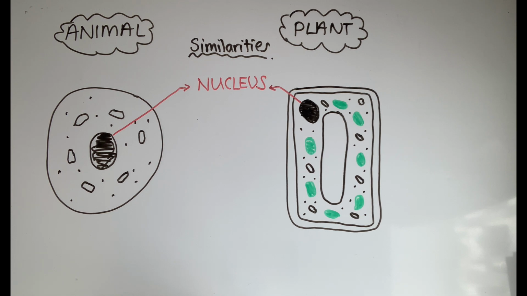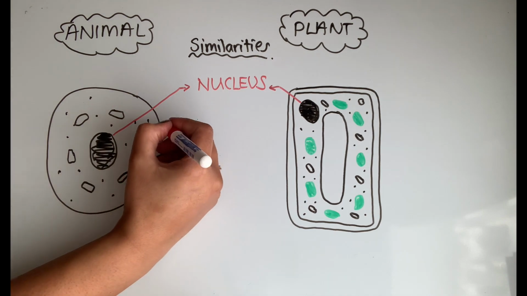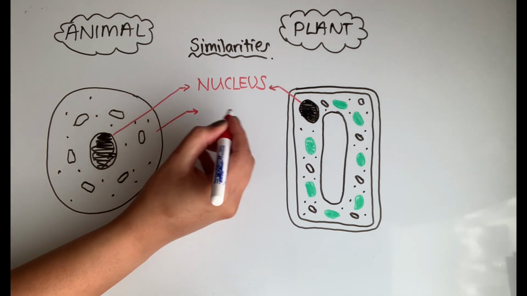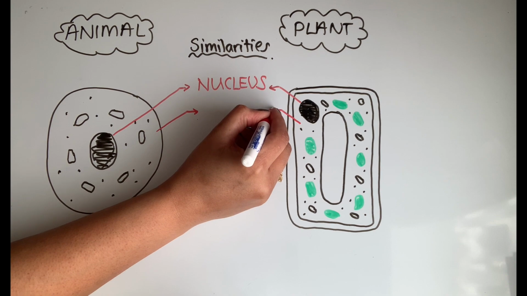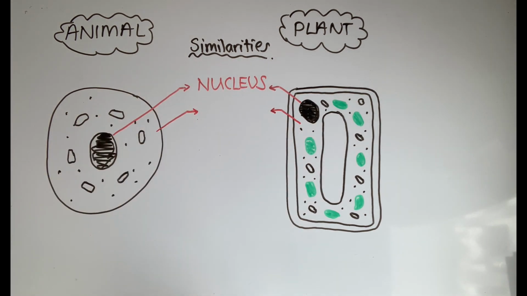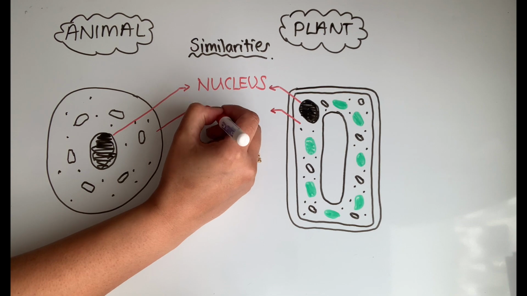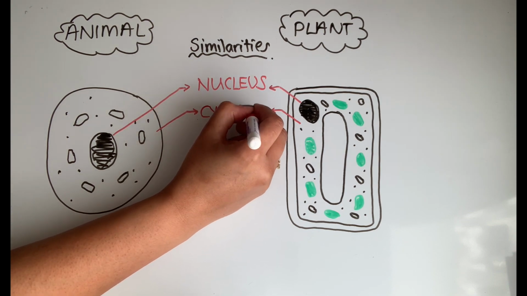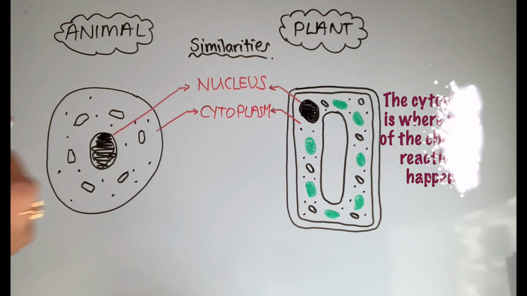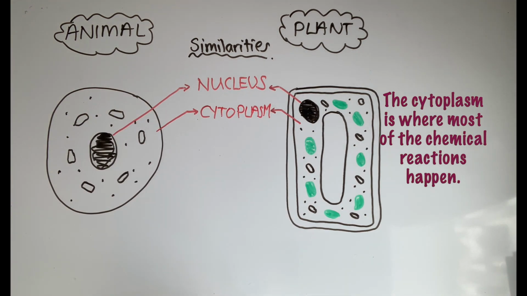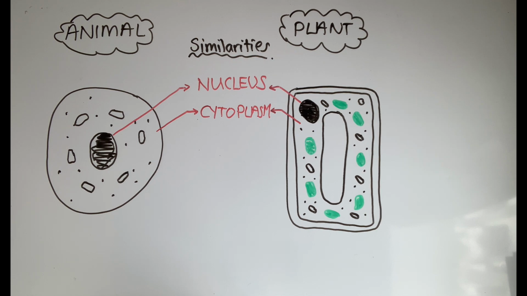Okay, then another similarity that we have is this part here. This part is the part that's inside the cell, and it is called the cytoplasm. There we go. Cytoplasm. And the cytoplasm is a gel-like substance where most of the chemical reactions will happen. So again, a very important part of both the animal and the plant cell.